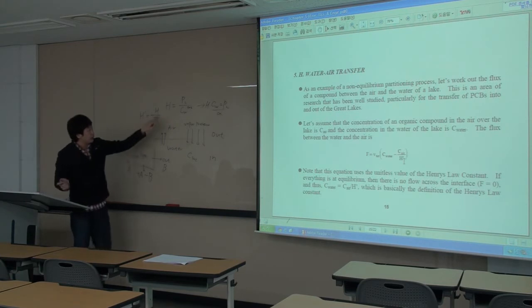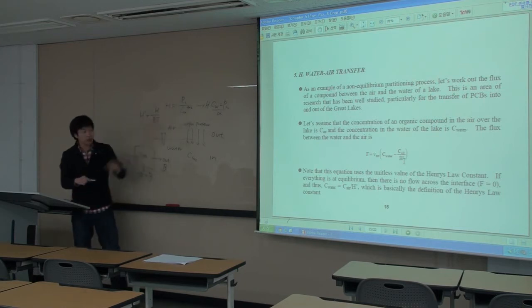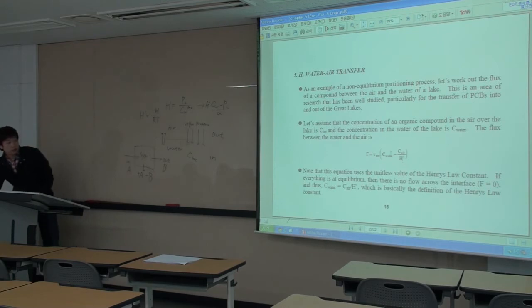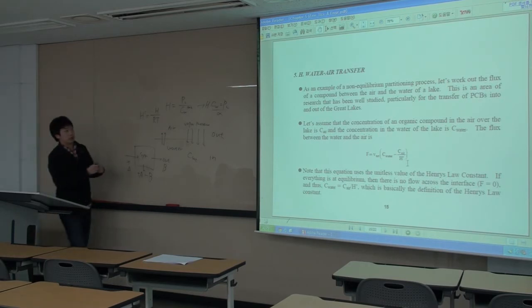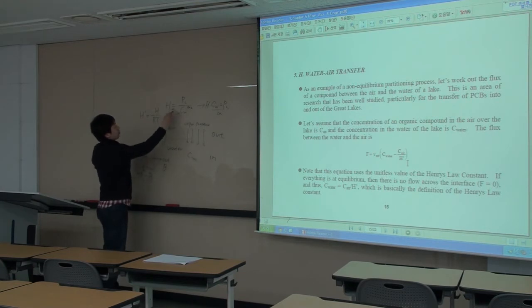And as you can see, between the water and the air phase, it should be related. So it can be used only for the seawater, but for the sea air, it should be with H prime. It's like that, just to change their side.